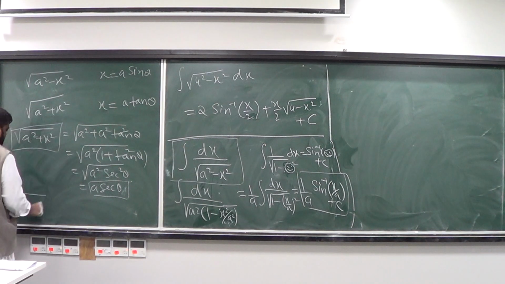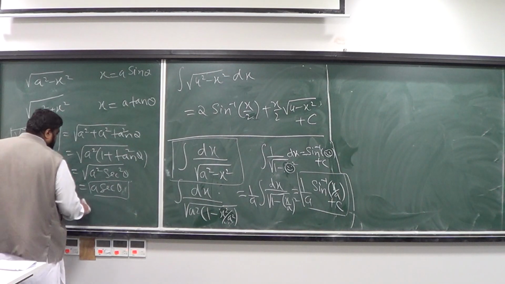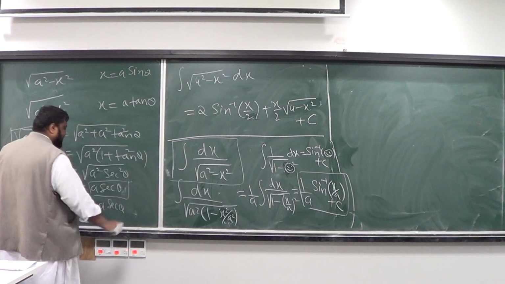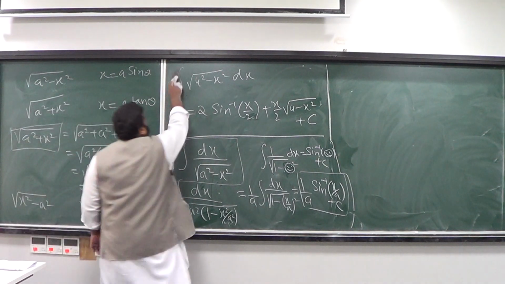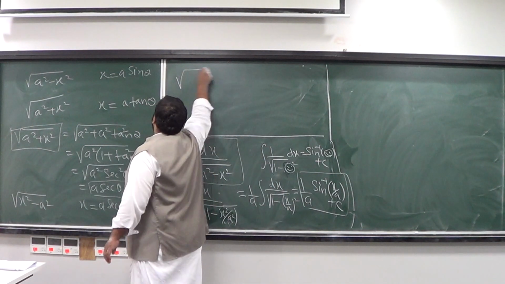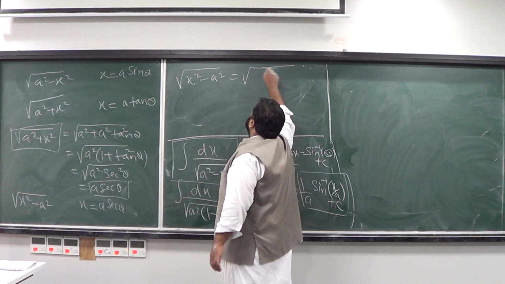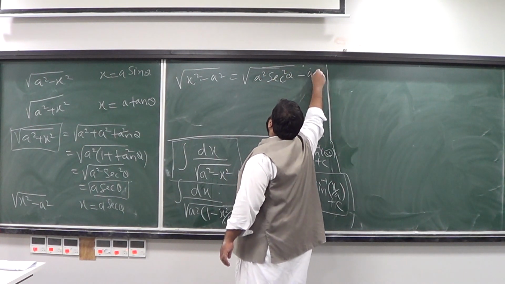How about if you have an x square minus a square type term involved in your integral? What should my substitution be? The kind of substitution that would work is x equal to a secant theta. Why would this substitution work? Because if you compute x square minus a square, this would be a very simple expression. How? This will become a square secant square theta minus a square.